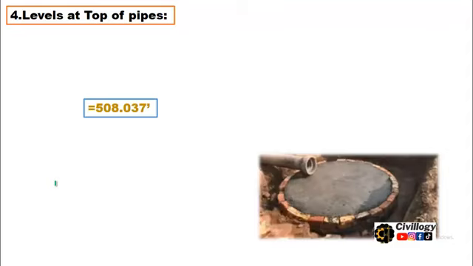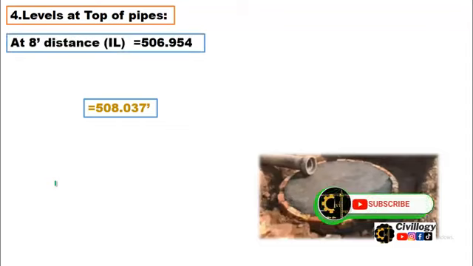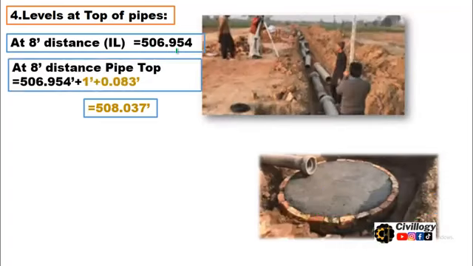Now, as I told you before, you will have to place the staff rod on the top of the pipes so that you can adjust the alignment and levels of the pipe, as you cannot place the staff rod inside or beneath the pipe. So you will have to find the top levels of the pipes. It's very simple. The level we have calculated at 8 feet is 506.954. So at 8 feet distance, the pipe top level will be equal to 506.954 plus 1 feet.